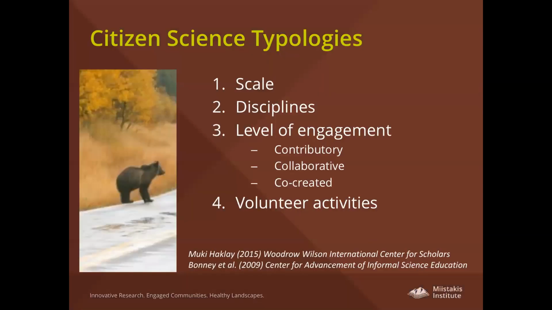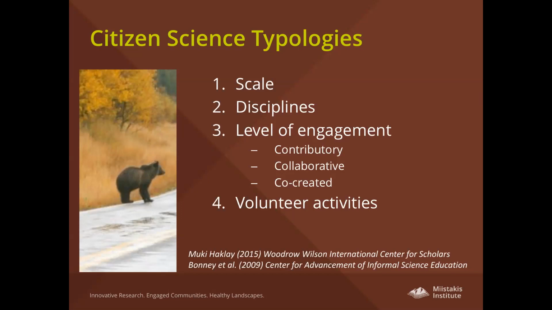And also in citizen science there are these typologies across different types of citizen science. One of those is scale, or the level of geography. What we see in citizen science is that this can be really broad. It can range from local, like city, regional, all the way to countrywide, continental, and global.